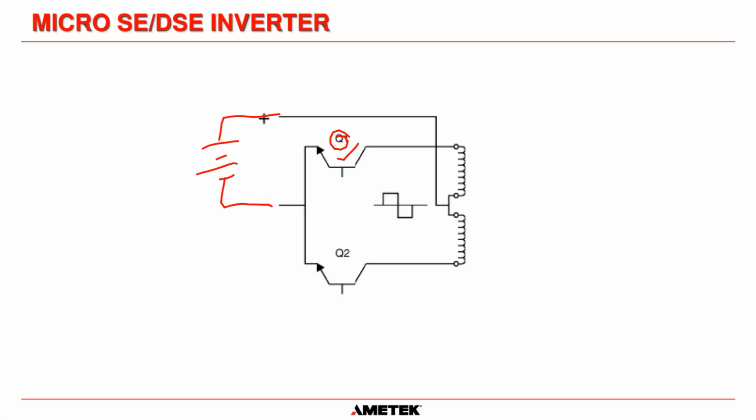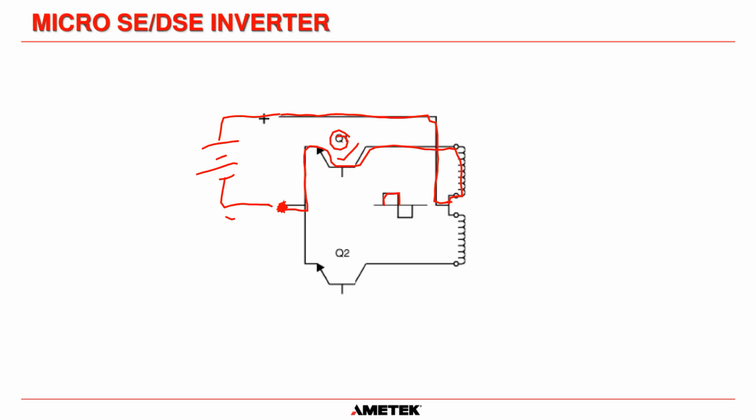So we're going to turn Q1 on. What happens is that allows power to go through here, down to this center point here, and then we have to get back to the negative of the system here. So that would go back up through this transformer winding, through Q1, and back here.